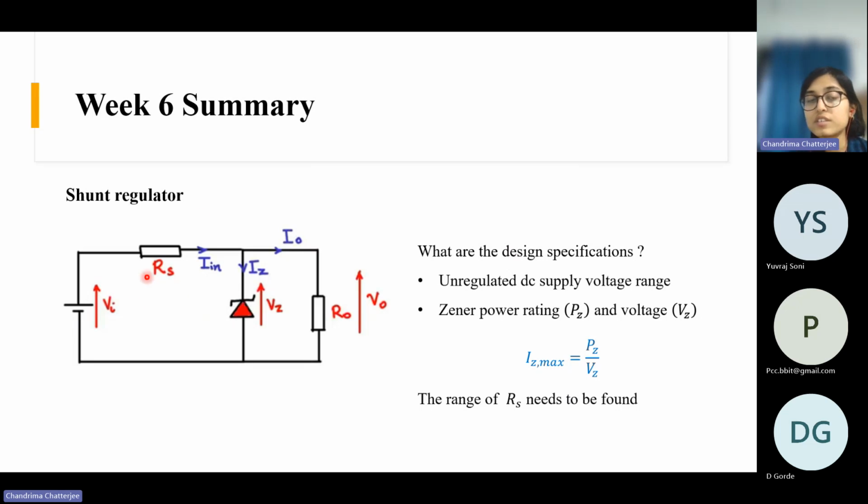Okay. So this is the design parameter. This you need to design. RS value should be proper so that you can maintain a proper current through the Zener diode.